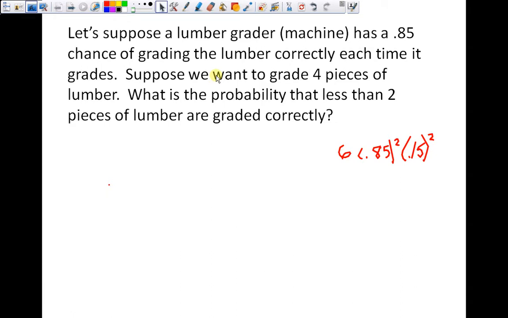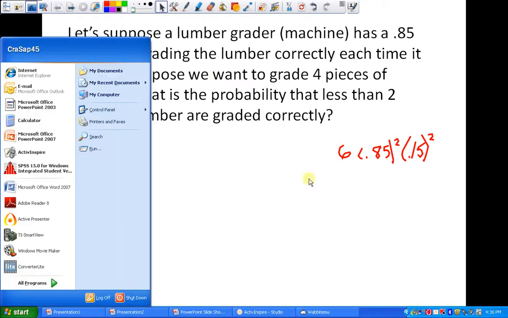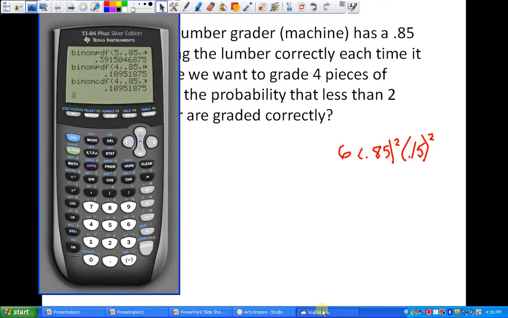Same setup, we're checking 4 pieces of lumber. What is the probability that less than 2 pieces of lumber are graded correctly? So what does less than 2 mean? Less than 2 means either 1 or 0. So you could do binomial PDF of 0, binomial PDF of 1, and add those together. That would do it. Or we could use binomial CDF. Now it's very easy to put in 2 for this, because you see less than 2, and you know binomial CDF gives you that or less. But we really need 1, because we want 1 or 0.